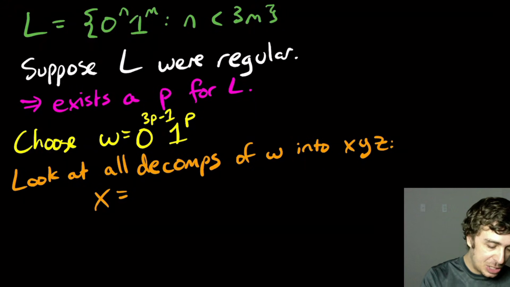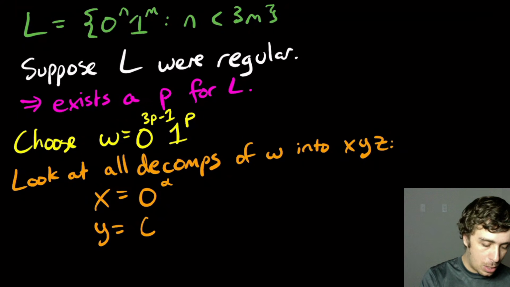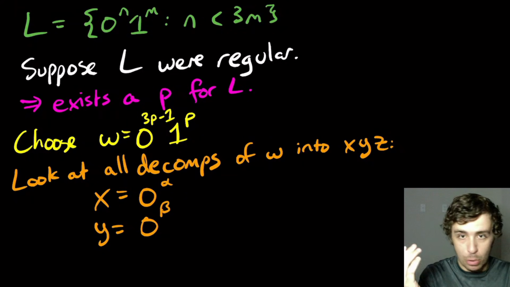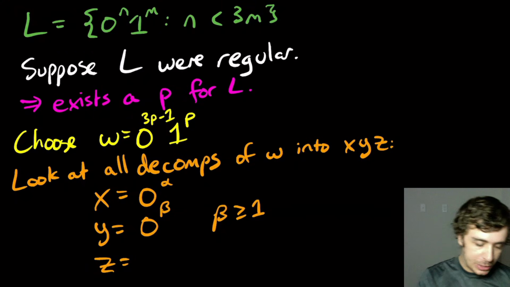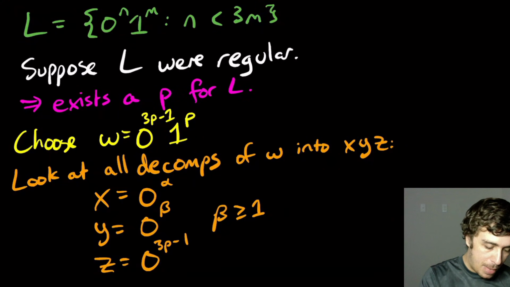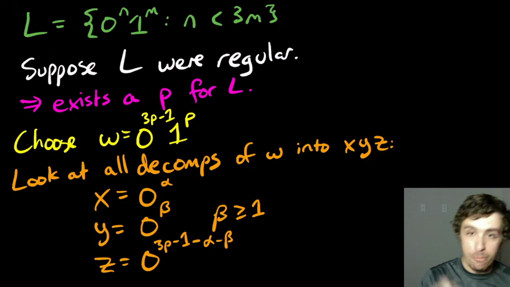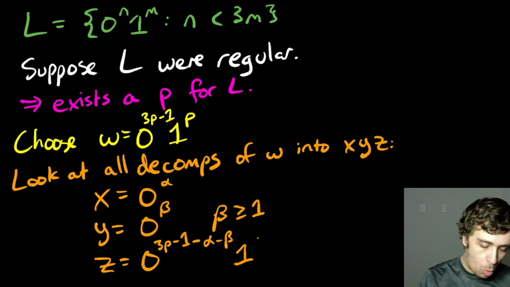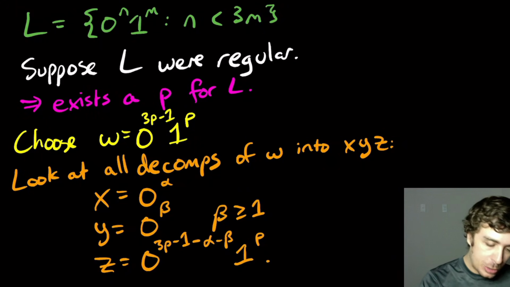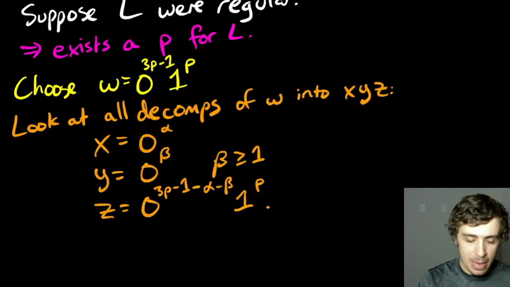So x is some number of zeros. I'm just going to call the number of zeros alpha. For y, I'm going to call the number of zeros beta, because they may be totally different from each other. Beta is at least 1, because we know y is non-empty. And z is the whole rest of the string. Well, we have 3p minus 1 zeros in total, minus alpha minus beta from the x and y taking that many zeros. And then we have all of the ones still in there. Okay, so all possible decompositions are of this form that we ever need to consider.